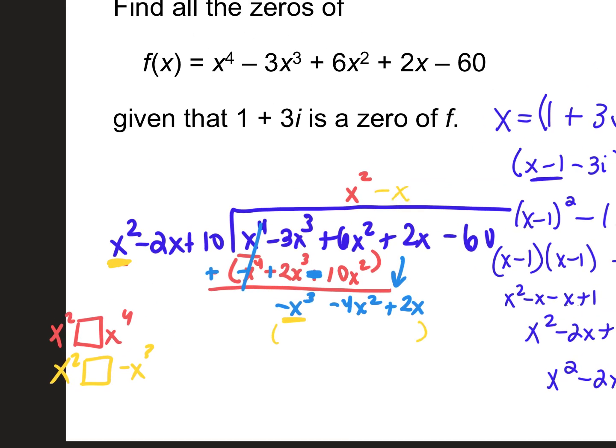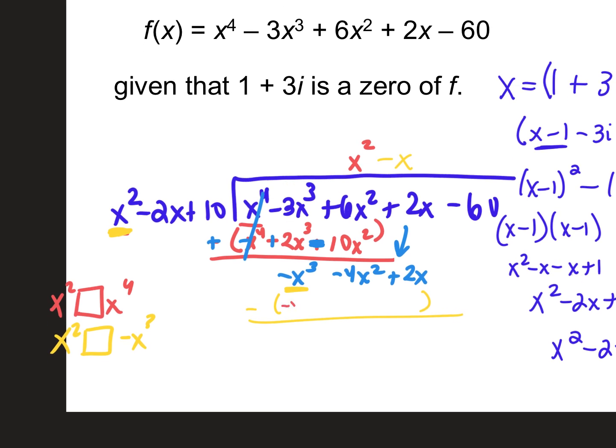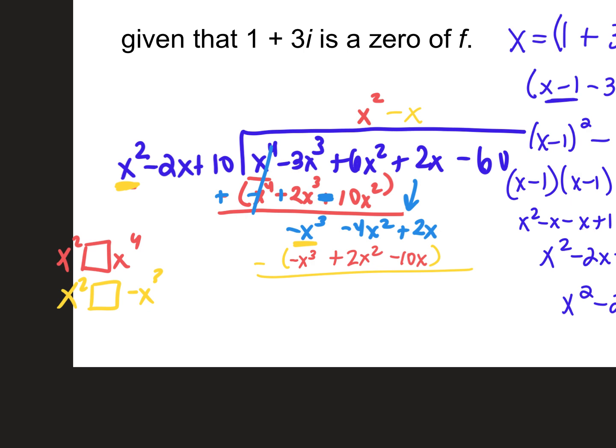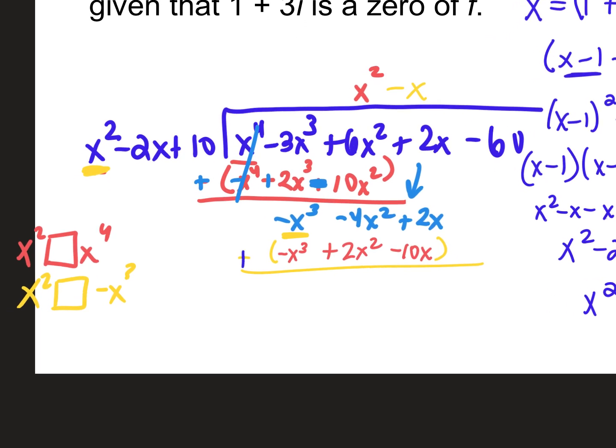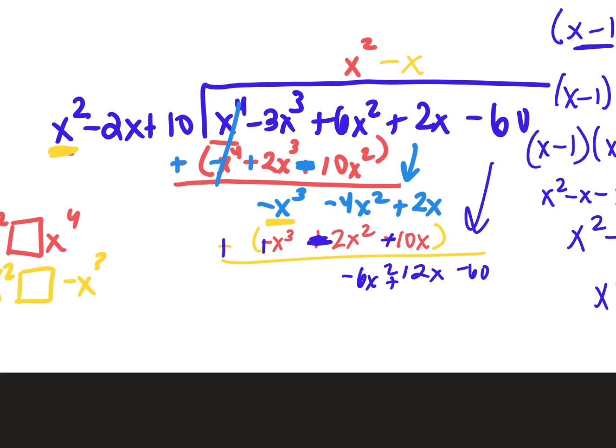Get your subtraction ready before you multiply. So negative x times x squared is negative x cubed. Negative x times negative 2x is plus 2x squared. And negative x times 10 is minus 10x. Before you subtract, what do you have to do? Distribute, distribute, distribute, distribute. So 2 plus 10 is 12. Negative 4 and negative 2 is negative 6. This is a plus sign, and you bring down your negative 60, right?